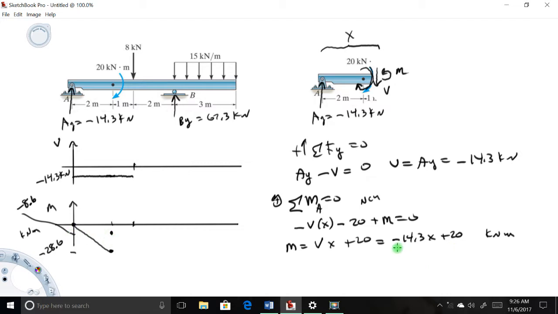This function is linear. It has a slope of minus 14.3, and it's going to be good until x equals 3. So if we put in x equals 3 here, we're going to have minus 14.3 times 3 plus 20. And what I'm going to do here is just take a moment and get these points and make sure that they end up in the right place.